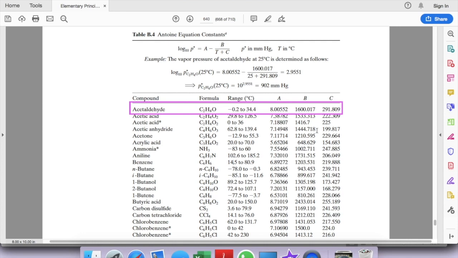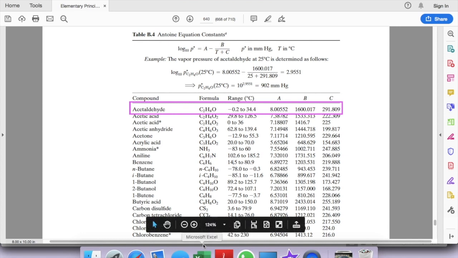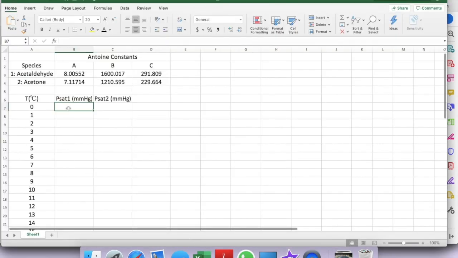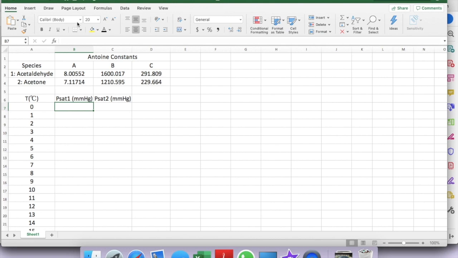Now the vapor pressure of the species is the log scale of this expression, so we'll have to raise the power to the 10th to obtain the vapor pressure. Now the vapor pressure is also known as the saturation pressure, so sometimes you will see Psat instead of Pvap.